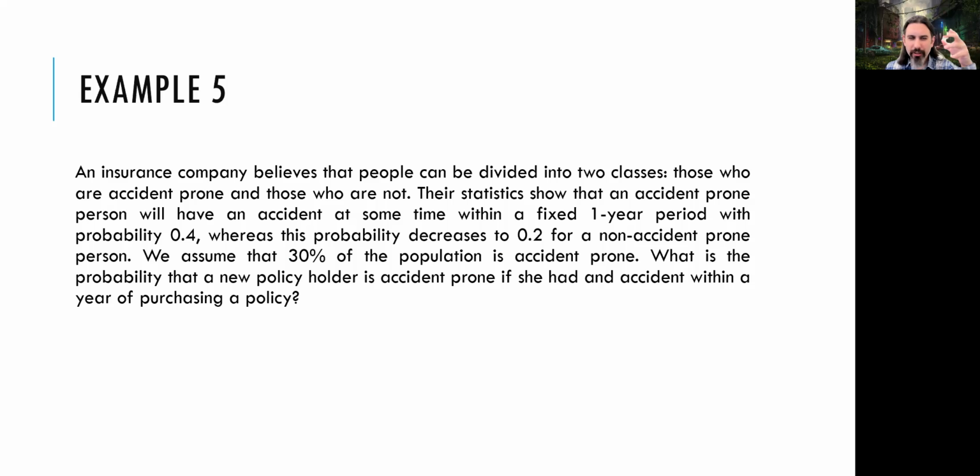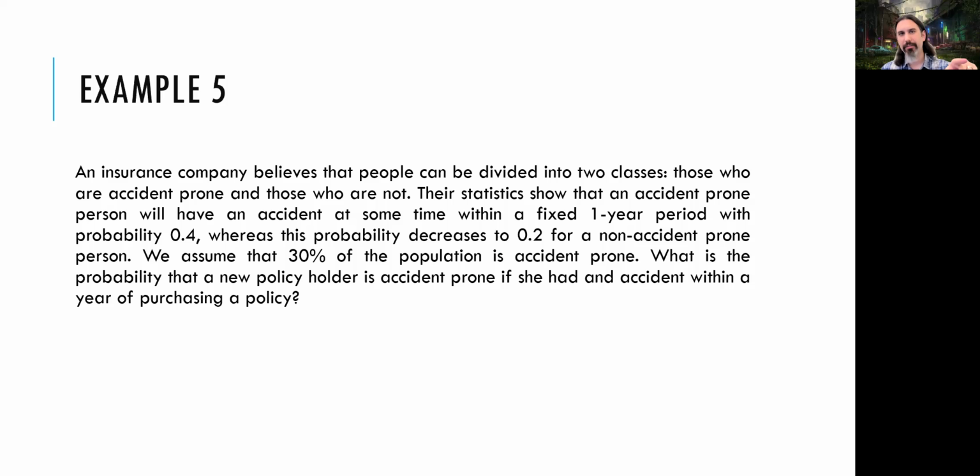We assume that 30% of the population is accident prone. This part is important as well. What's the probability that, here comes the question and we have to find the events in here, a new policyholder is accident prone? This is the probability we are being asked, not the given part. So, new policyholder is accident prone. This is an event. Let's call this A.